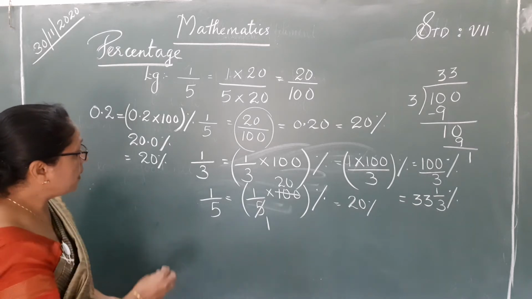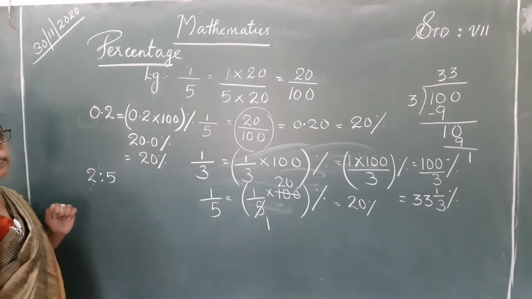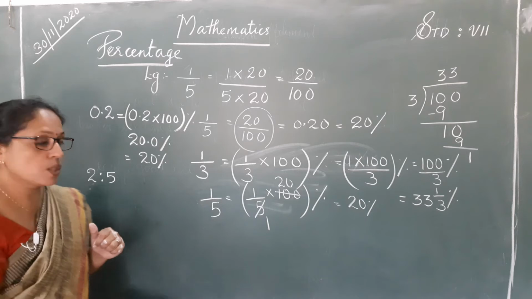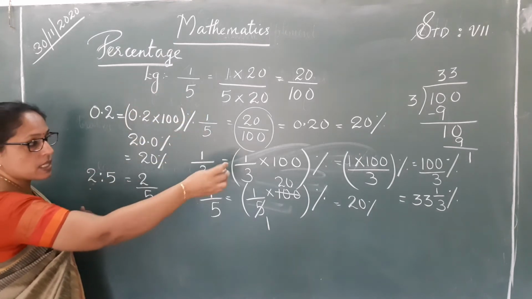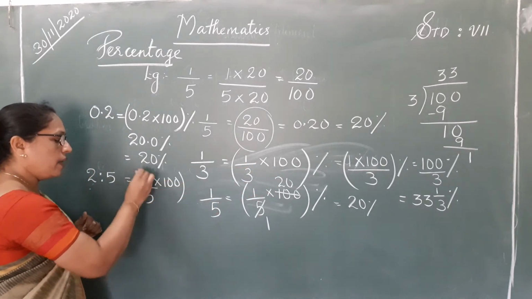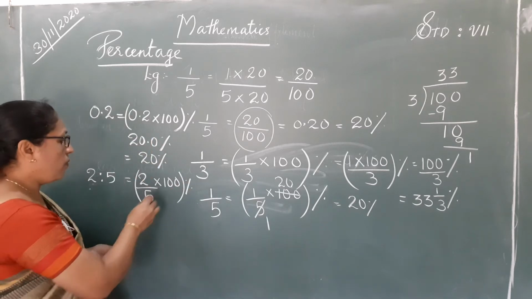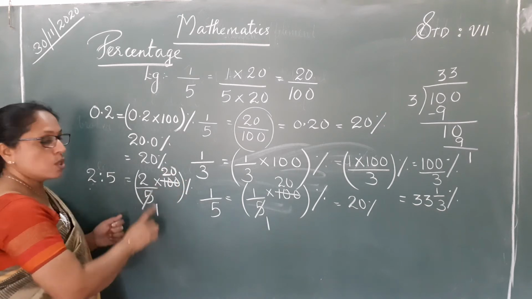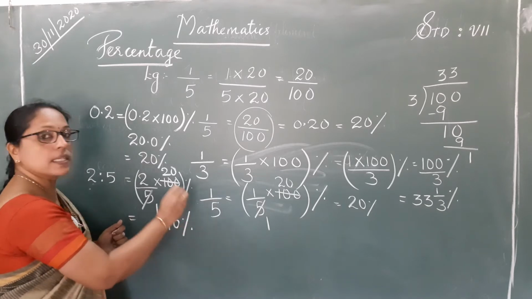Okay. Now to convert a ratio, 2:5. And we know that a ratio is of course a fraction. So we can write 2 by 5. To convert into percentage, multiply by 100 and put the percentage sign. Okay. So 5 one time, 5 20 times. So 2 into 20, which is equal to 40 percentage.